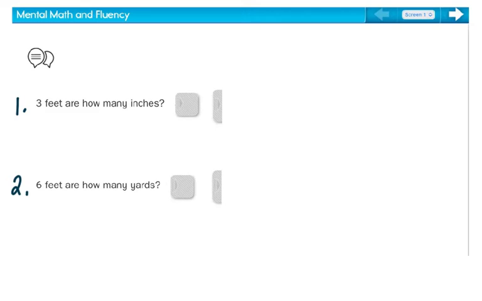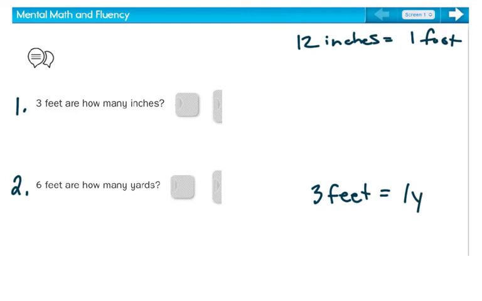Number 1 says 3 feet are how many inches? So just remember 1 foot equals 12 inches. I'll write this again. 12 inches equals 1 foot. Just remember that. So 3 feet are how many inches? And 6 feet are how many yards? And there are 3 feet in 1 yard. Go ahead and pause your video and write the answers to these two problems.